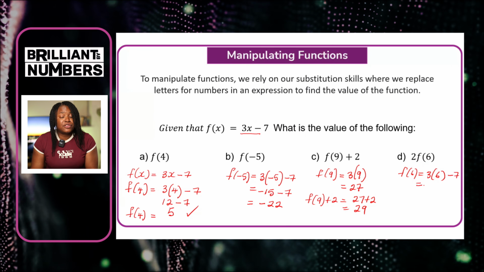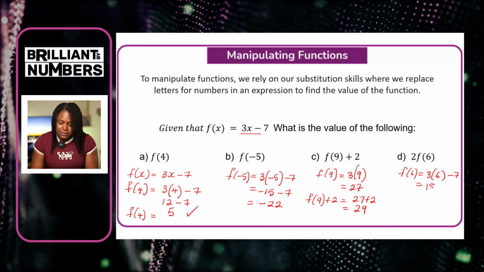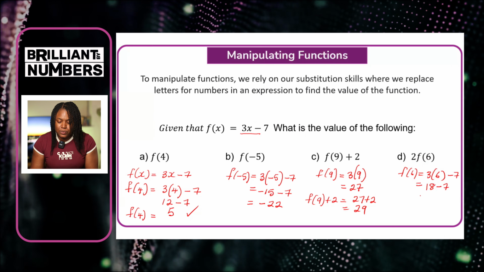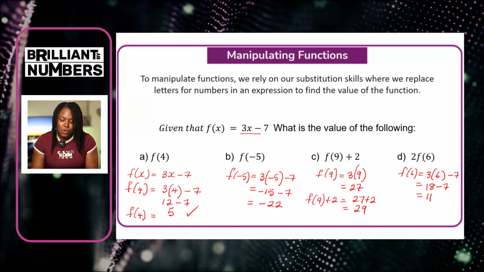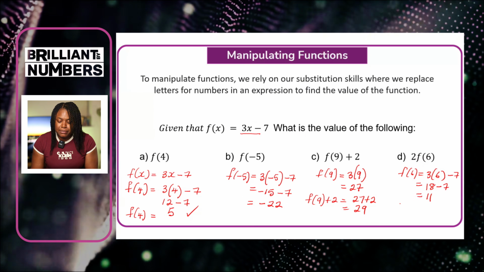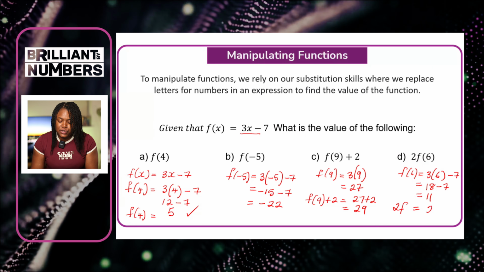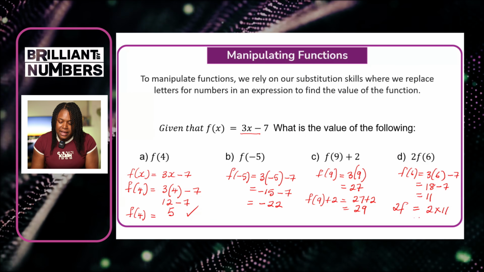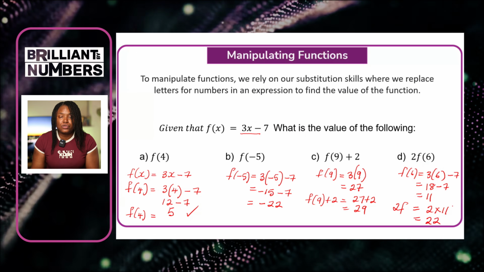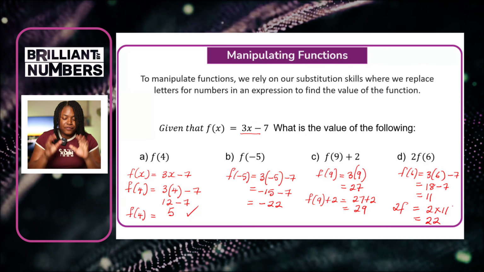So 6 times 3 is 18. Minus 7 leaves us with 11. So now we need to do that multiplied by 2. So 2f is equal to 2 times 11. And the final answer there is equal to 22. So for a beautiful example there, this is really simple because it's just basic substitution. So make sure you write your examples and work along.